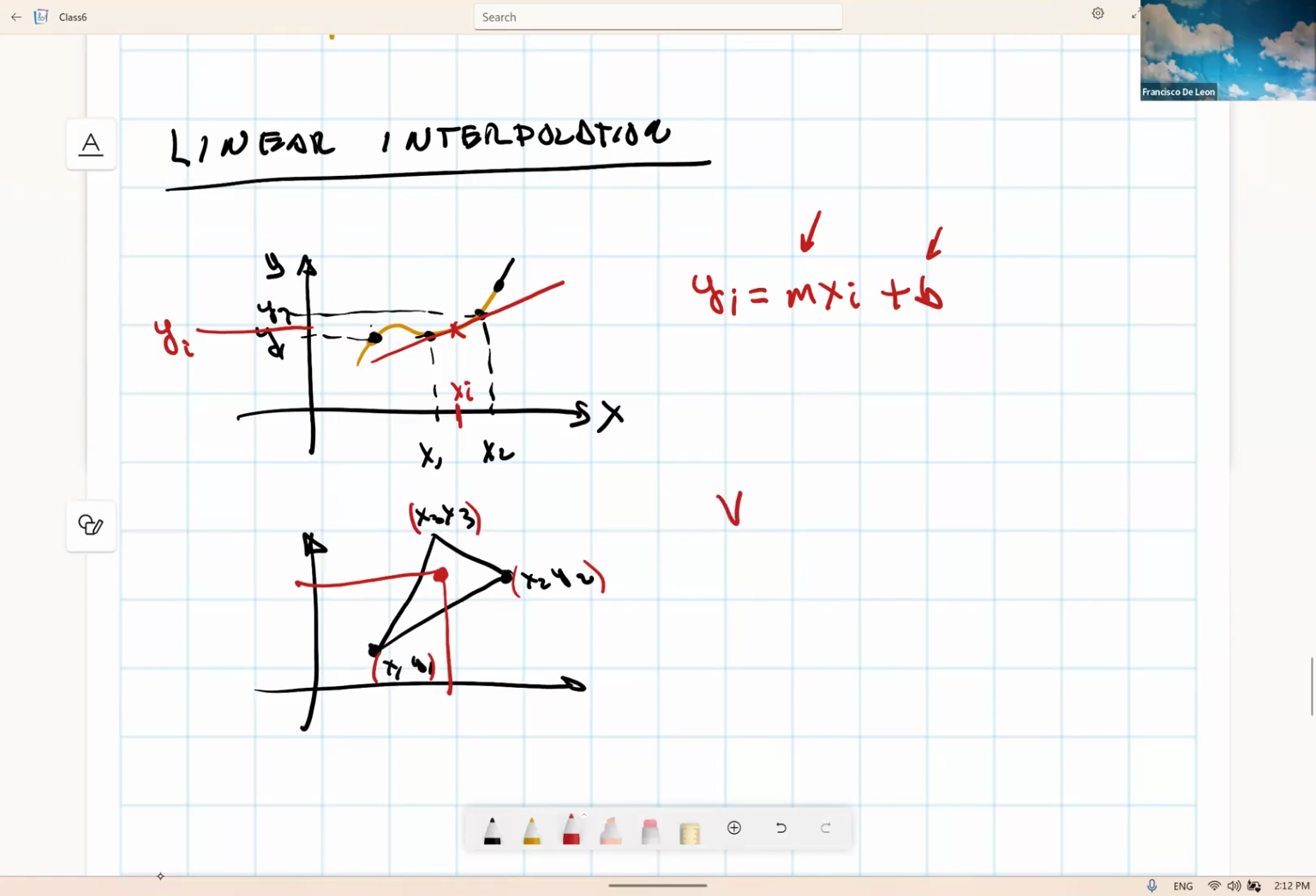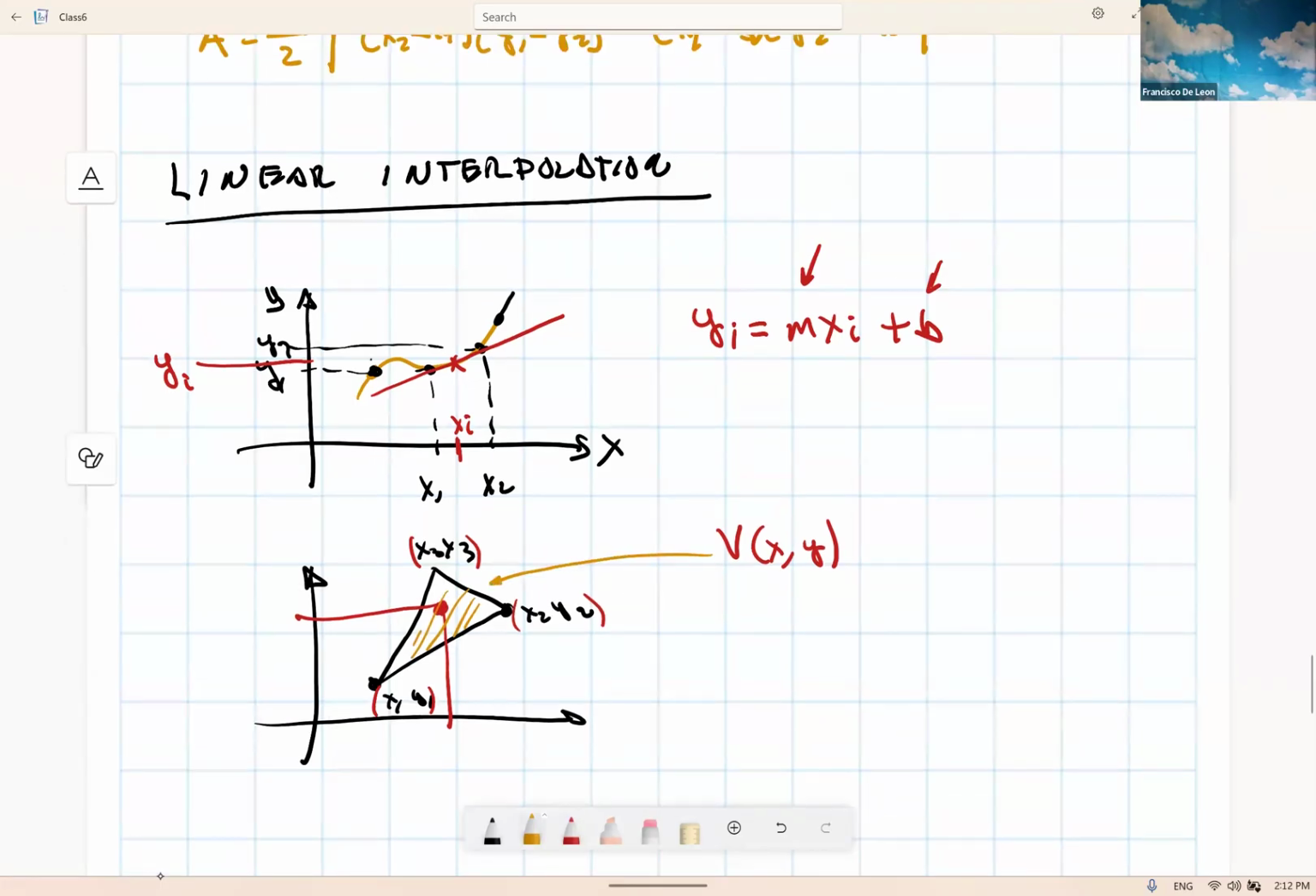So the voltage for a point x, y that is inside the triangle, I am going to say that this voltage is going to be equal to some part of x, some part of y, and some c, right? So it's similar to this equation, except that I have some coefficients. These coefficients I don't know, just like I didn't know m and b, right?